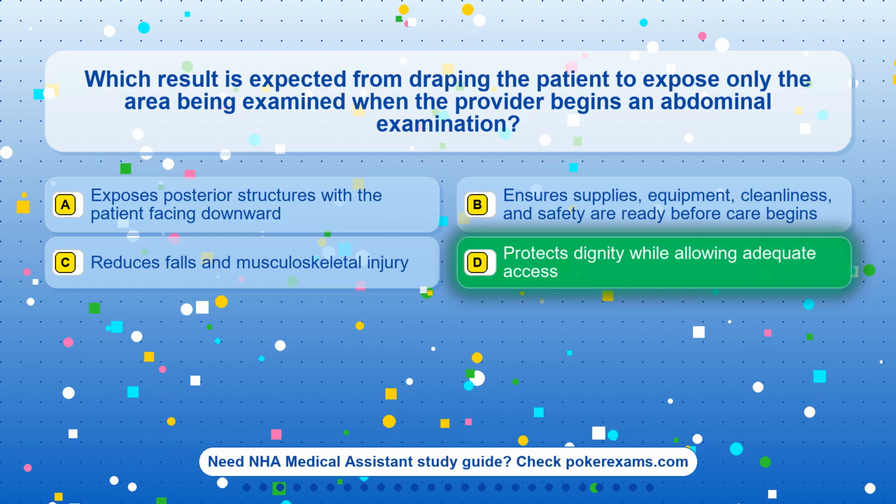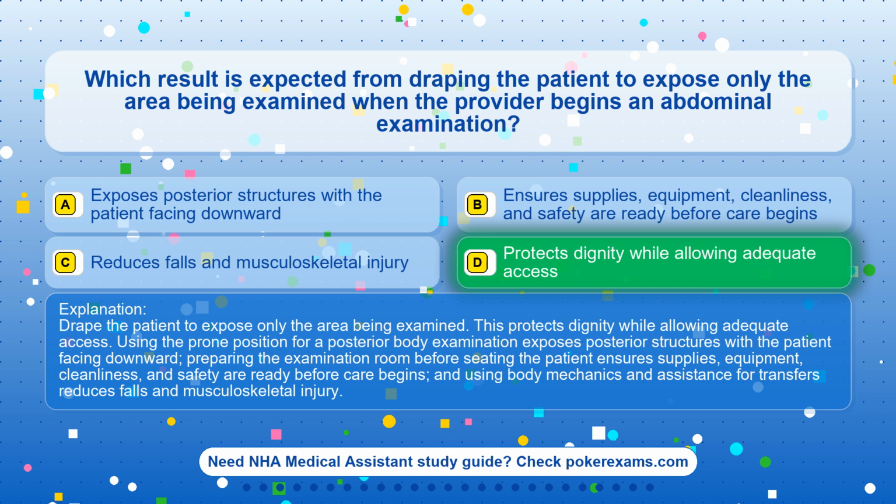The correct answer is option D. Protects dignity while allowing adequate access. Drape the patient to expose only the area being examined. This protects dignity while allowing adequate access. Using the prone position for a posterior body examination exposes posterior structures with the patient facing downward. Preparing the examination room before seating the patient ensures supplies, equipment, cleanliness, and safety are ready before care begins, and using body mechanics and assistance for transfers reduces falls and musculoskeletal injury.